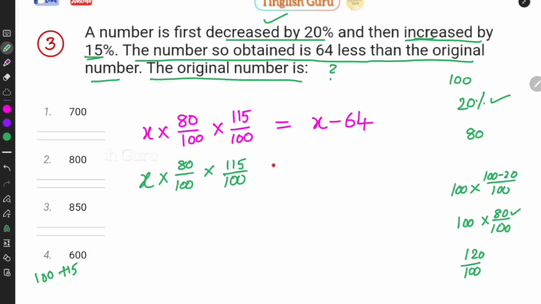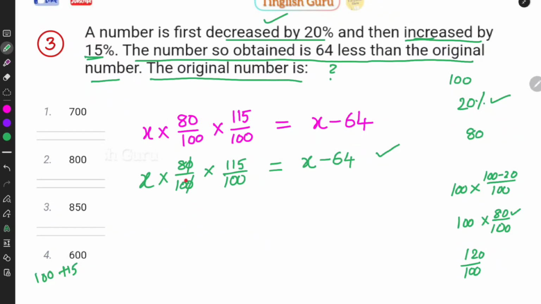So in order to make you understand, I wrote it again. Now what happens? The number so obtained, this final value, is 64 less than the original number. What is our original number? x, and 64 less than the original number means x minus 64. First of all, we have to frame the equation correctly like this. After that, it is just a matter of calculation.